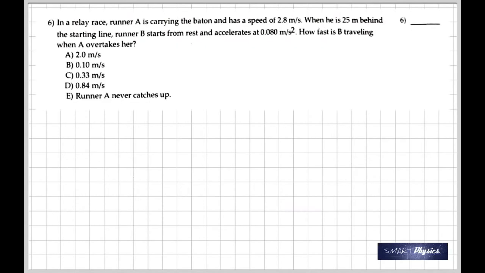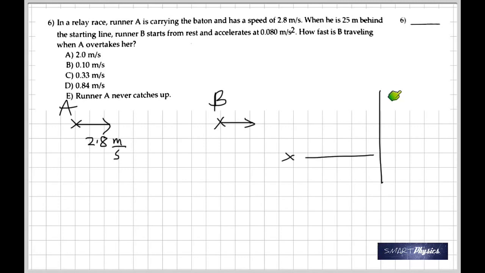In the sixth one, it's a relay race, so runner A is behind and moving at 2.8 meter per second. He's 25 meter behind, and runner B starts from rest and accelerates. How fast is B traveling when A overtakes her? Okay, so assume that the overtaking takes place at that point and that B has traveled X meters, which means A has traveled 25 plus X.